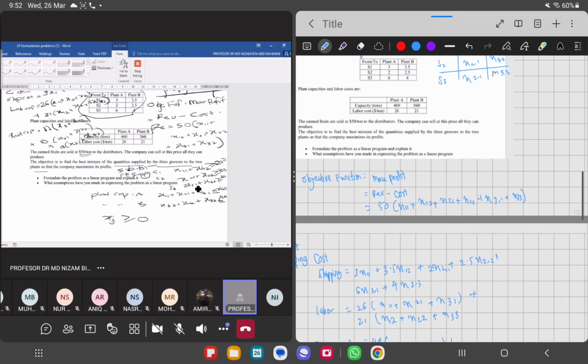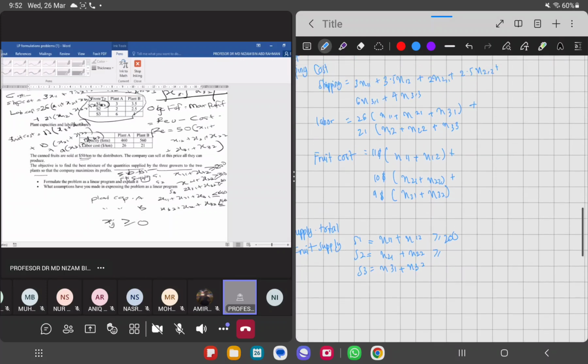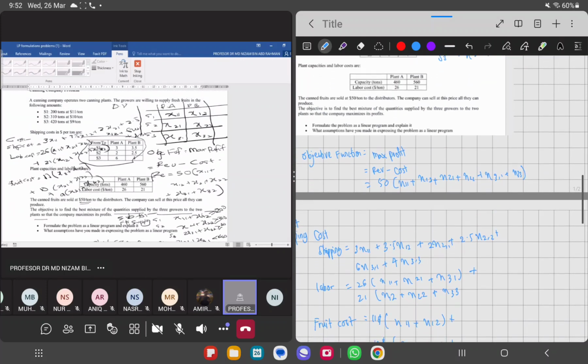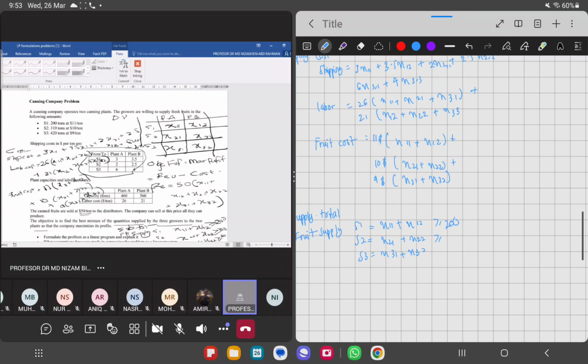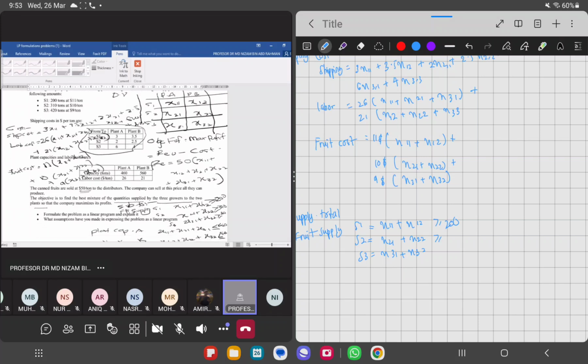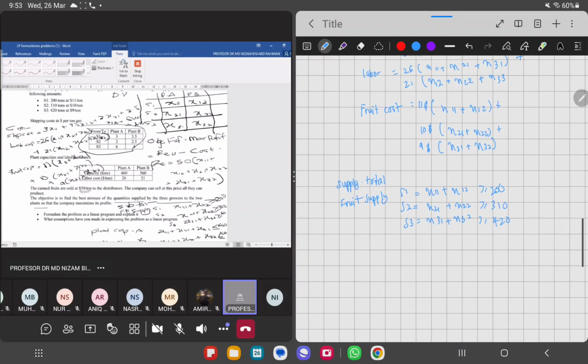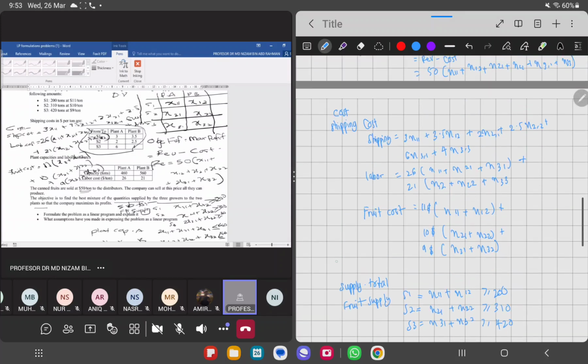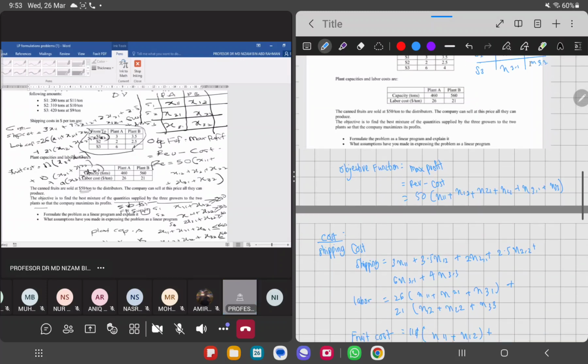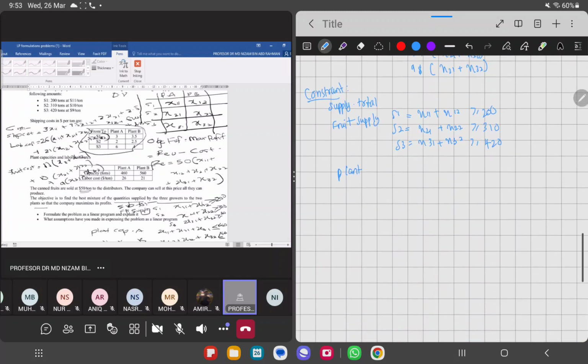So basically, this is an example of a problem for canning company manufacturers. You have multiple suppliers and multiple plants, and you have to decide how many to ship from each supplier to each plant to maximize profit. For this example, you can see the objective function becomes quite lengthy, and the decision variables are actually in matrix form. Any questions?